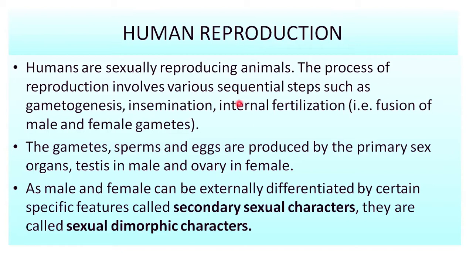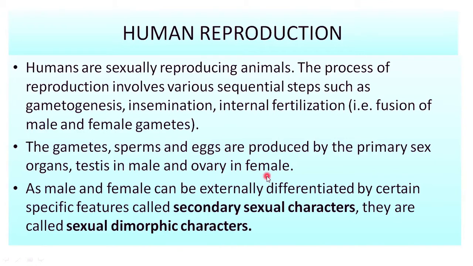Sexual reproduction involves sequential steps such as gametogenesis, meaning formation of male and female gametes, insemination, meaning the intercourse during sexual reproduction, then internal fertilization, meaning fusion of male and female gametes to form a zygote. Now, the gametes, sperm and eggs, are produced by the primary sex organs, the testes in male and the ovary in female.